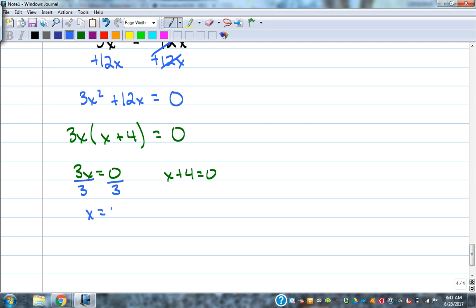Solve them. X is equal to 0. X is equal to negative 4. Those are our two solutions to this quadratic. You could take those back to the original problem, plug them in. They work. Okay.